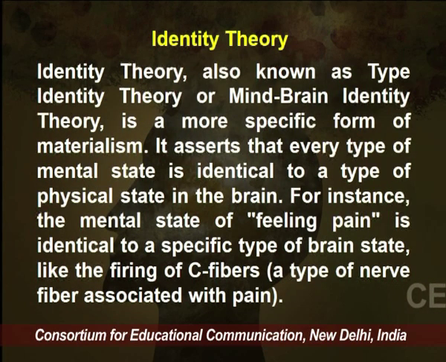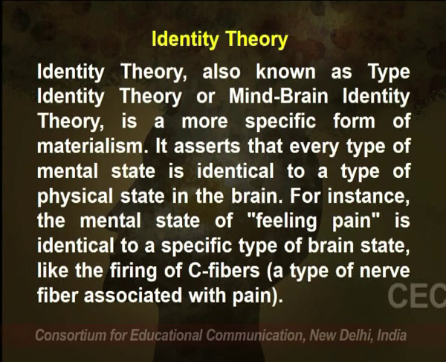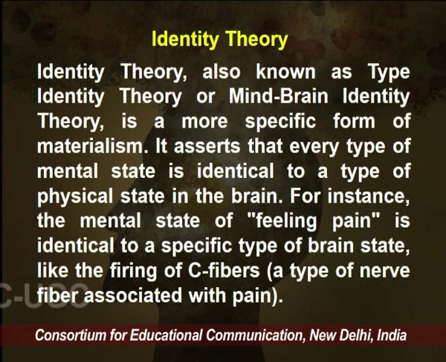Identity theory, also known as type identity theory or mind-brain identity theory, is a more specific form of materialism. It asserts that every type of mental state is identical to a type of physical state in the brain. For instance, the mental state of feeling pain is identical to the specific type of brain state, like the firing of C fibers, a type of nerve fiber associated with pain.